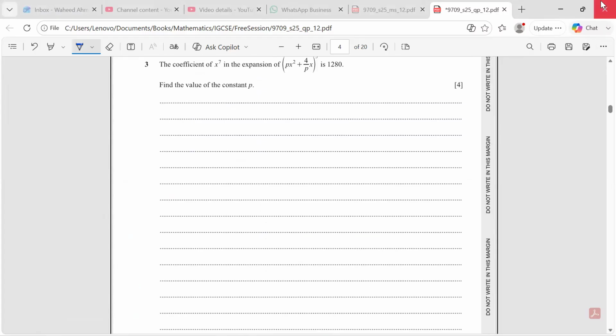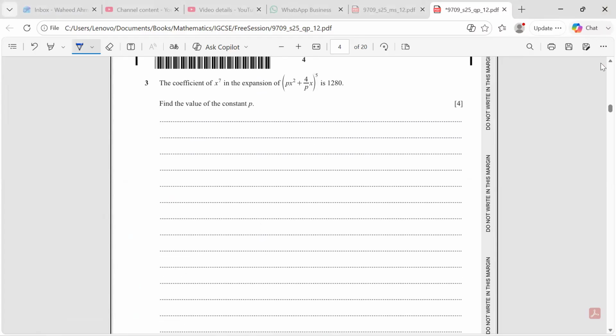Okay, it's interesting. We are given this expression: the coefficient of x^7 in the expansion is this much. Find the value of p. So this is a binomial expansion question.